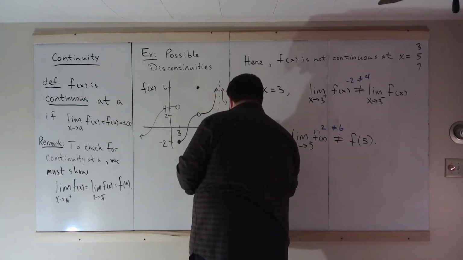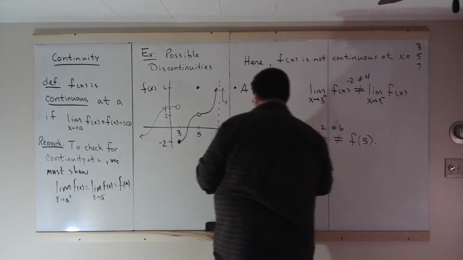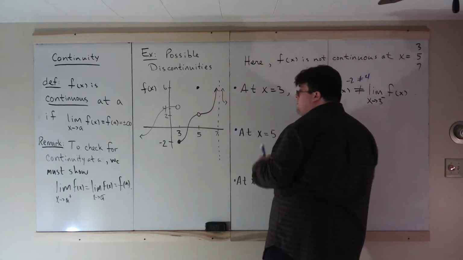Now, what happens at 7? At x equals 7, what happens? Well, the limit on the left and the limit on the right are both infinity.